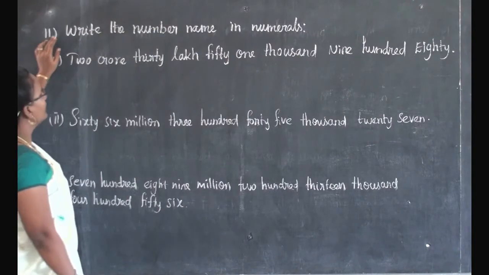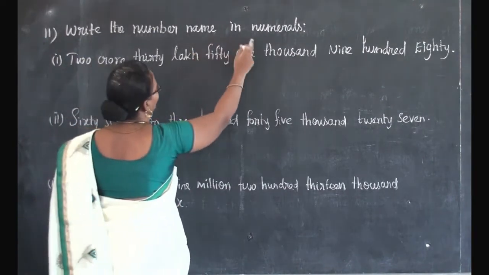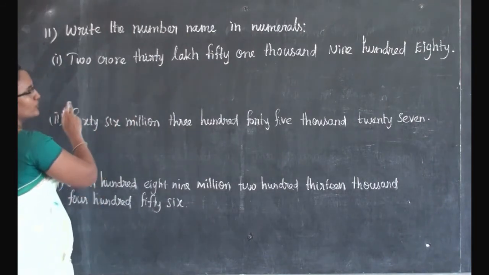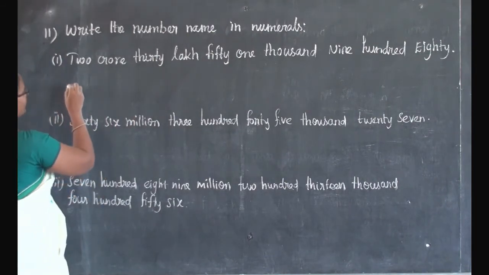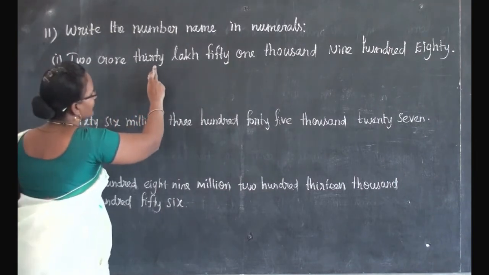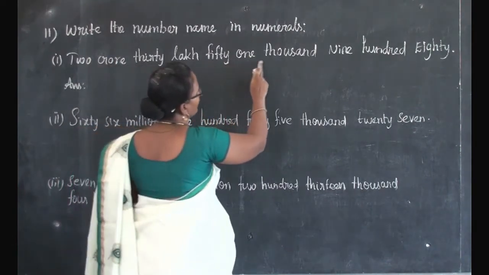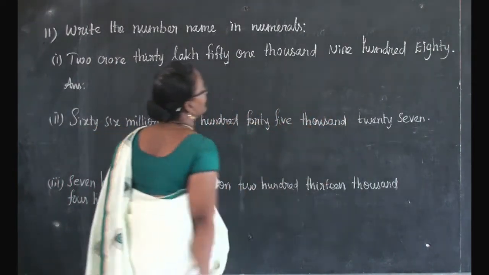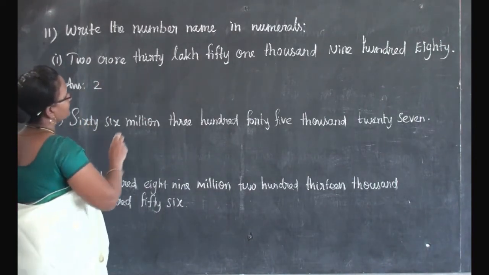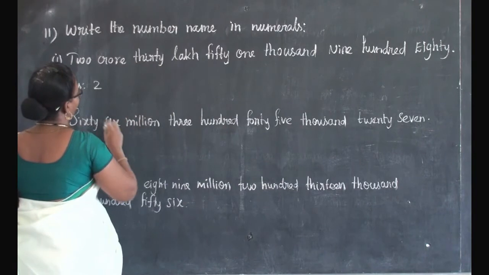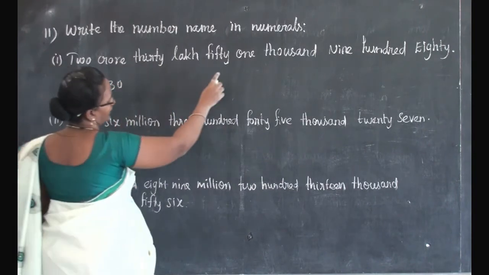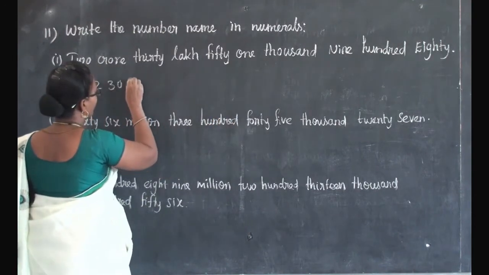Eleventh one, write the number name in numerals. They given the number names. We have to write the numeral numbers. So first, 2 crores 30 lakh 51,980. So 2 crores, 30 lakh, and then 51,980.